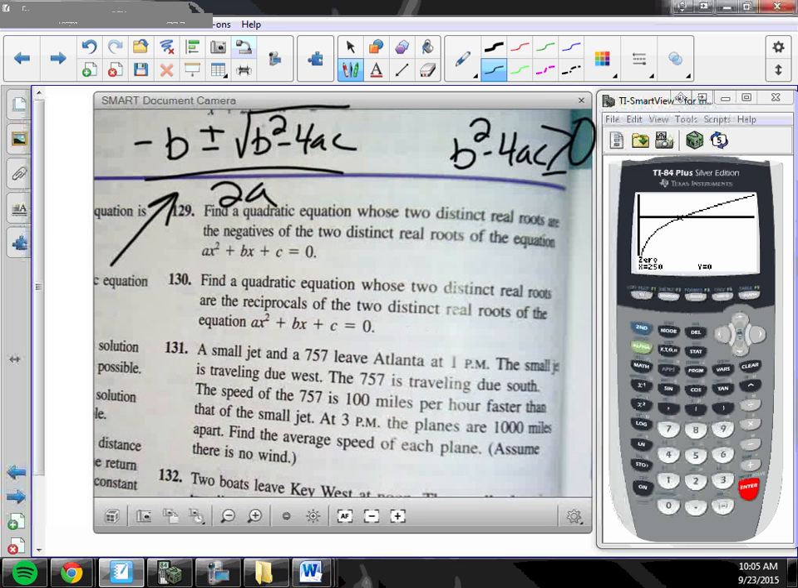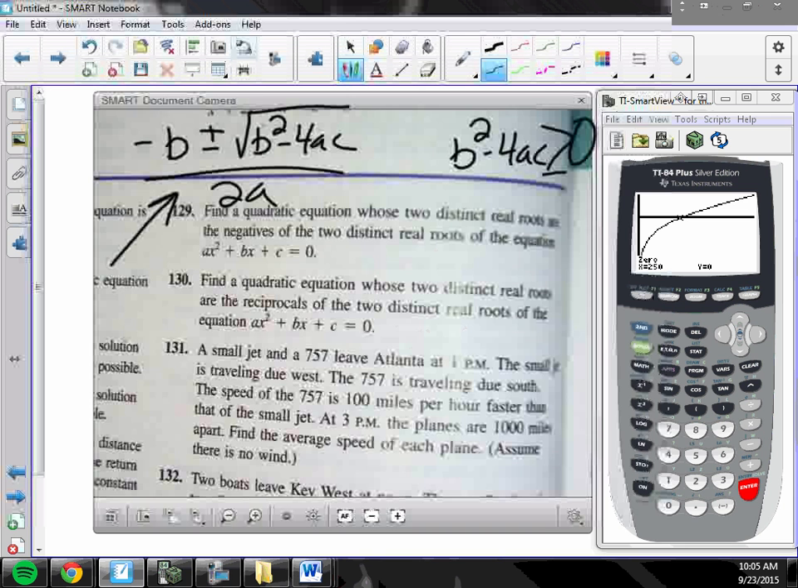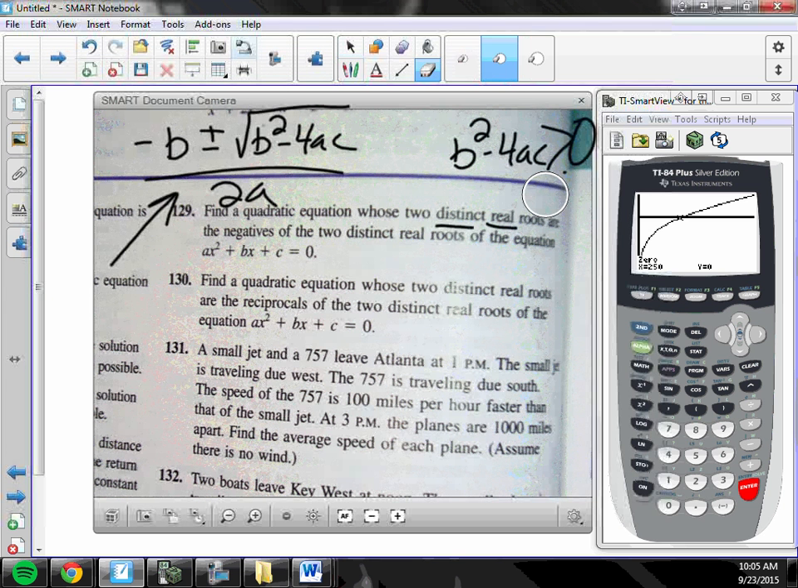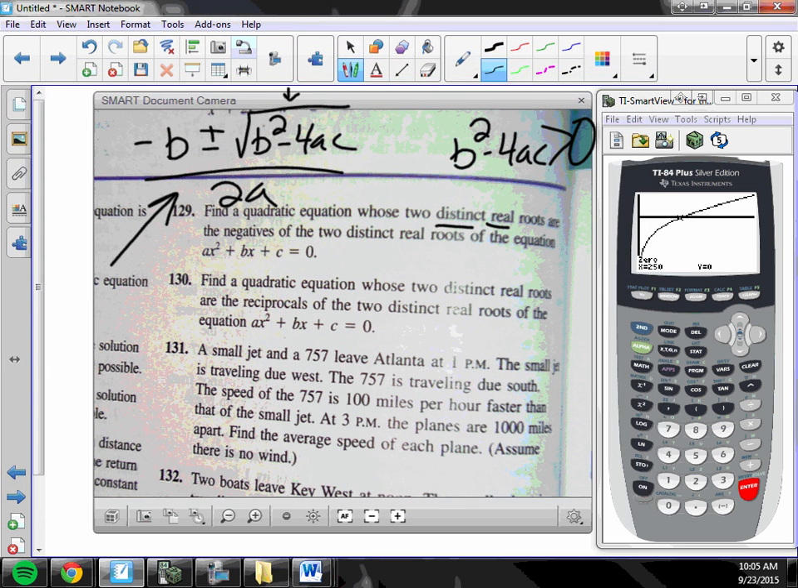If the square root is 0, what is my answer? If this stuff in here equals 0, then the plus or minus goes away, and we get negative b over 2a. Does that make sense? So in order to be both real and distinct, b squared minus 4ac has to be greater than 0. Okay? So we know that this stuff on the inside is positive. B squared minus 4ac is positive.